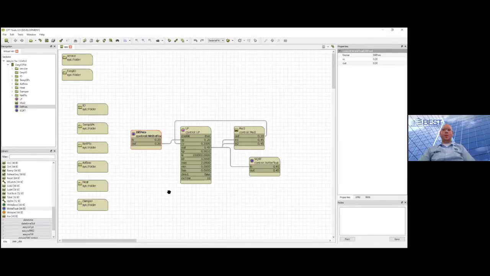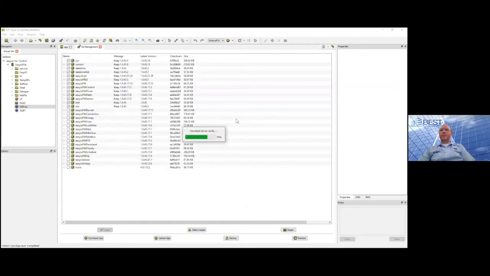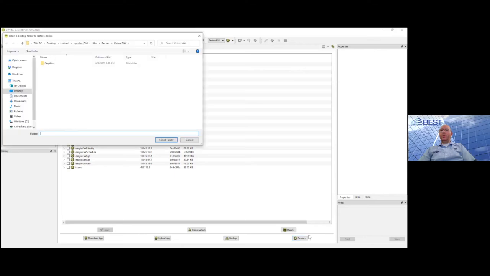So if you're in your regular programming, come up to your toolbar and hit the button with the 2 gears, Billy. And then it's down here at the bottom. And then when it comes time to load that into another controller, a virtual controller or real controller, you'll just hit the restore button, navigate to where you saved that file, and away you go.